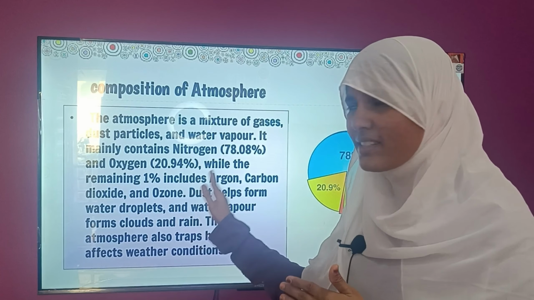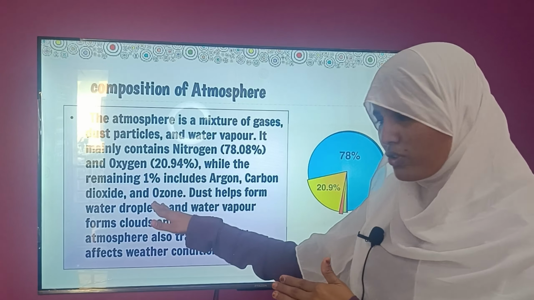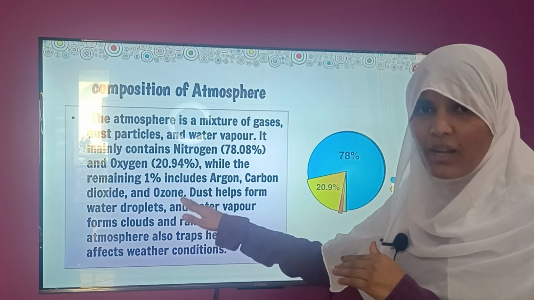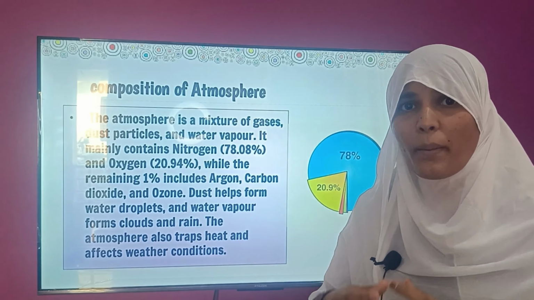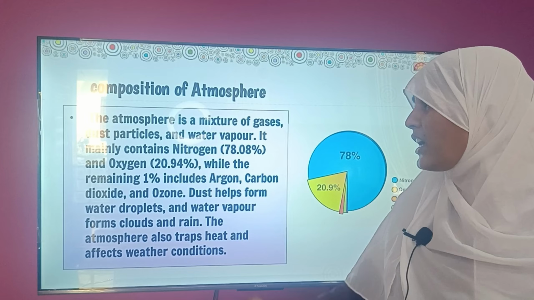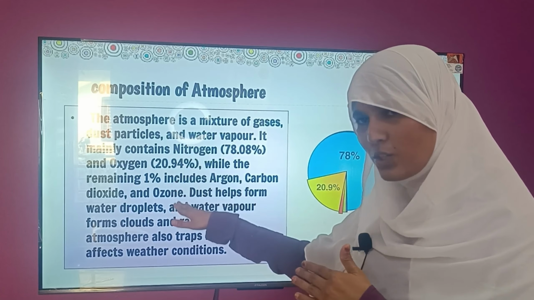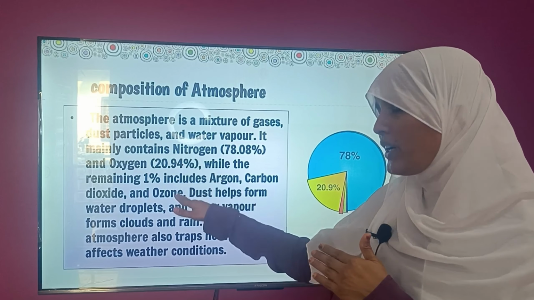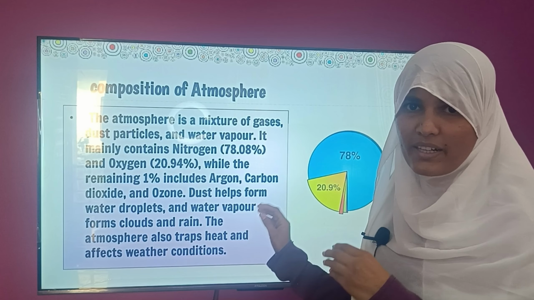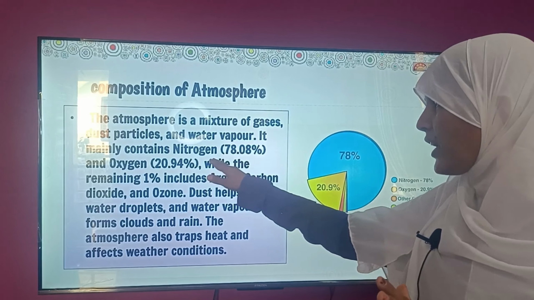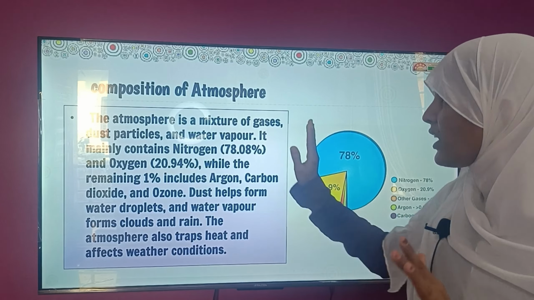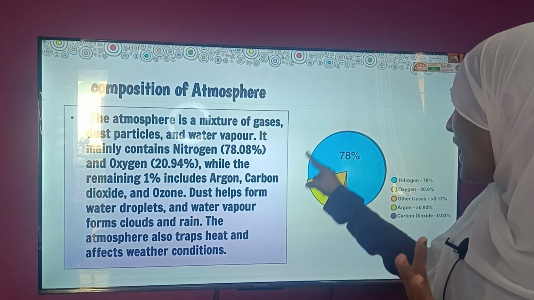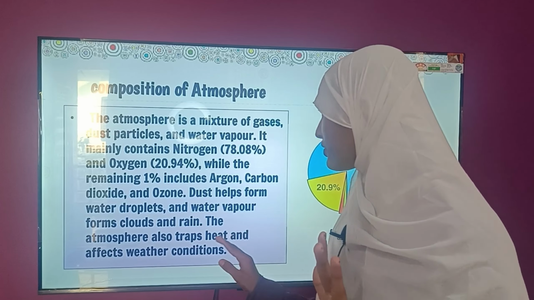It mainly contains nitrogen and oxygen. Nitrogen 78.8%, oxygen 20.94%. The major, the prominent gases in the atmosphere are nitrogen and oxygen. See the percentage: the highest amount of gas in the atmosphere is nitrogen 78% and oxygen 20%.